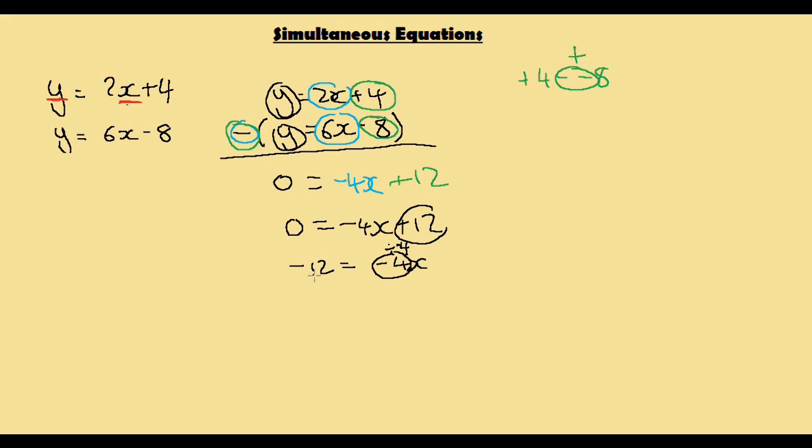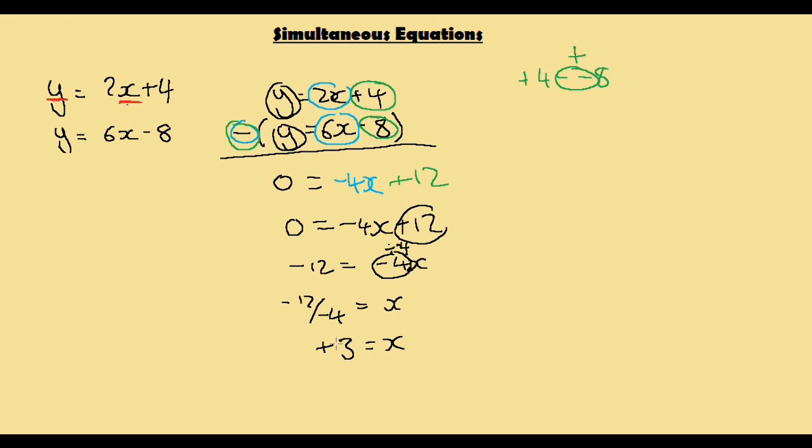So minus 12 divided by minus 4 equals x. So negative negative makes a positive, 12 over 4 makes 3, so x is equal to 3. So this should be correct if we've done it all right.